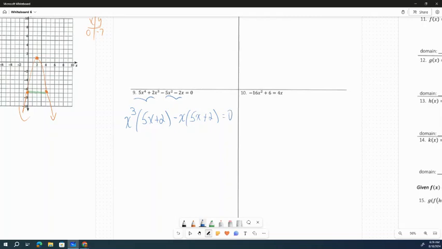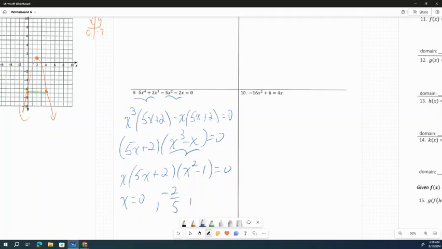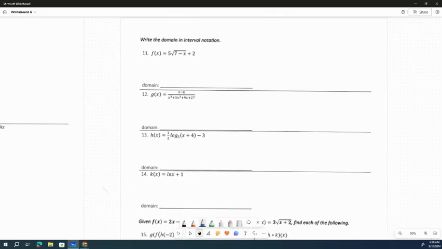Now I have a 5x plus 2 in both of those quantities. So I'm left with x cubed minus x. Can I factor that? Of course you can. Factor out the x, and you really should factor out the x so you don't lose your 0. Now we set each of these equal to 0. I get x equal to 0, x equal to negative 2/5, and x equal to plus or minus 1, because that's x squared minus 1. Could you factor that? Of course, but once you get to the difference of two squares, sometimes it's just as easy to get those values.